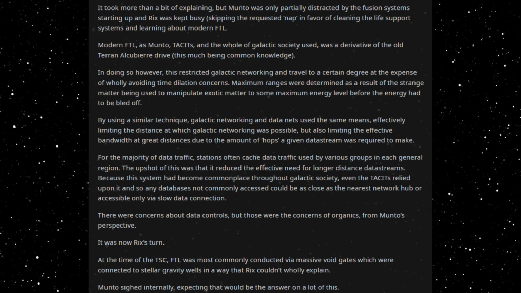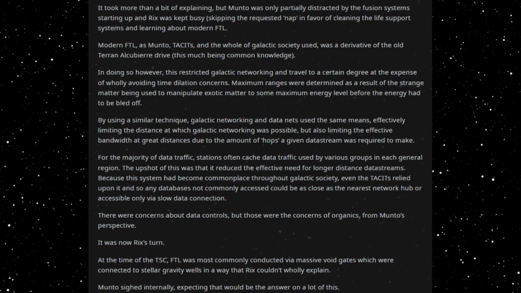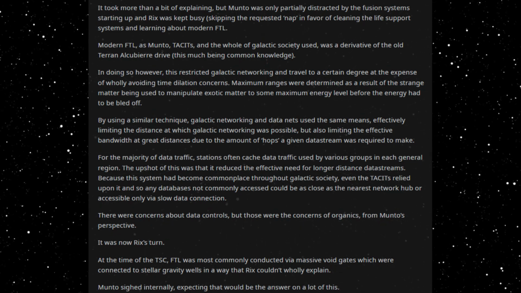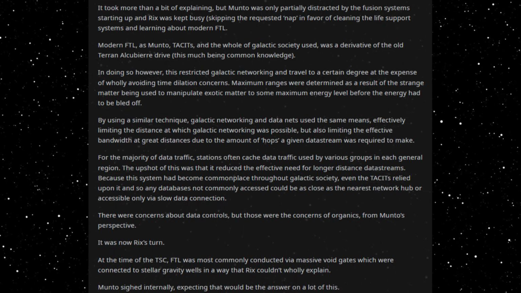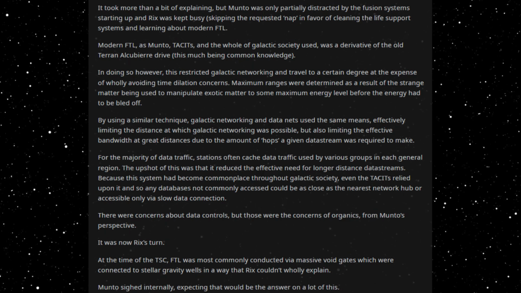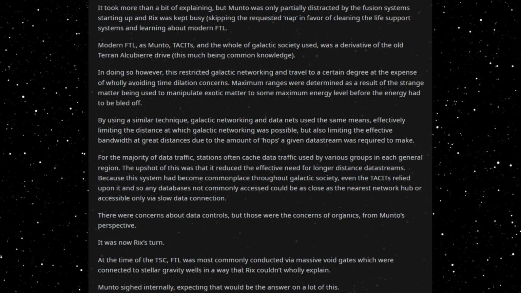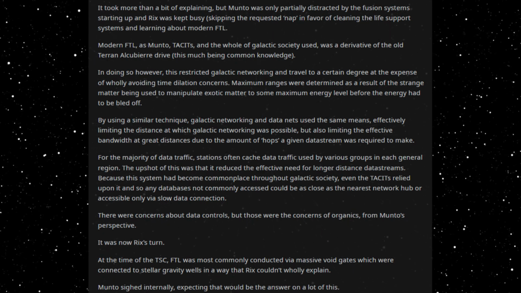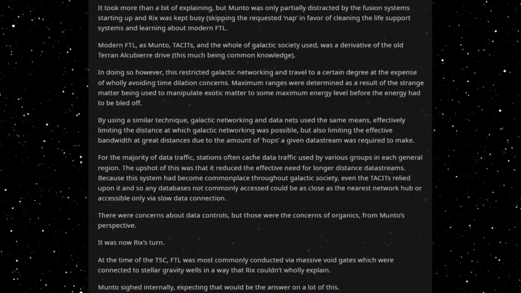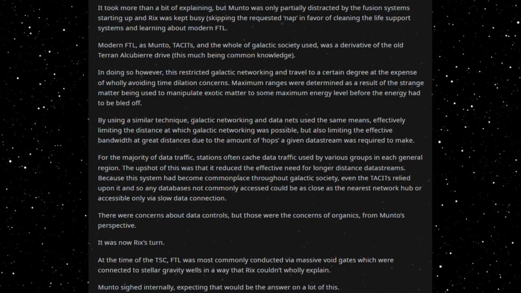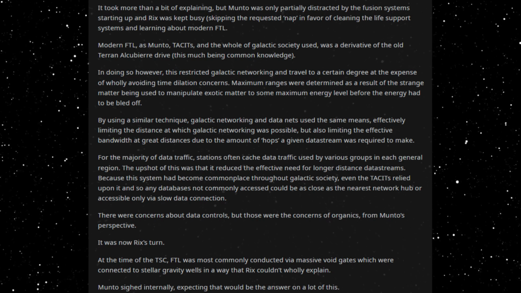For the majority of data traffic, stations often cache data traffic used by various groups in each general region. The upshot of this was that it reduced the effective need for longer distance data streams. Because this system had become commonplace throughout galactic society, even the Tacits relied upon it, and so any databases not commonly accessed could be as close as the nearest network hub or accessible only via slow data connection. There were concerns about data controls, but those were the concerns of organics, from Munto's perspective. It was now Rix's turn.